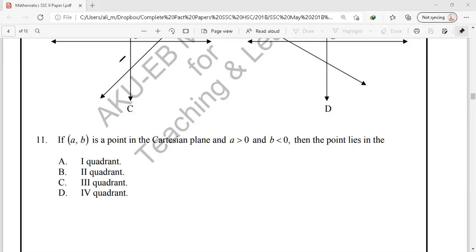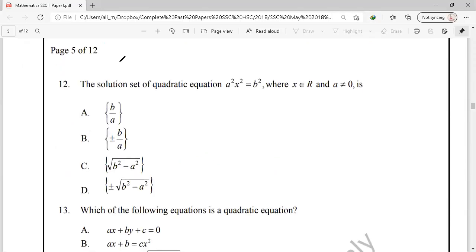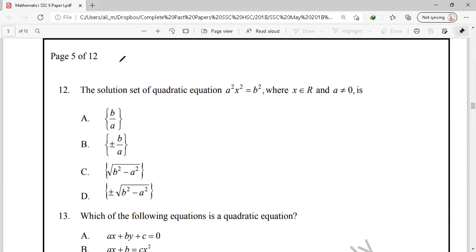Let's come to our next question, question number 12. In this question, we have to find the solution set of this quadratic equation. The quadratic equation is a square x square is equal to b square. This is the simple form of a quadratic equation. We have to find the value of x, that is equal to b square over a square.